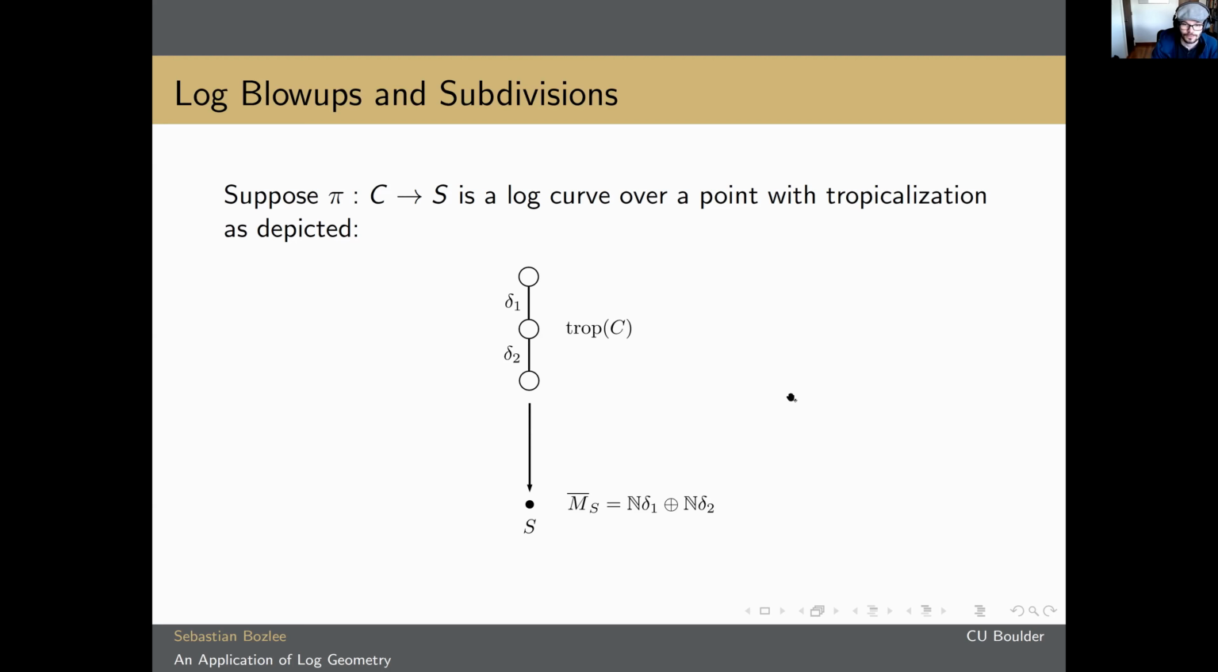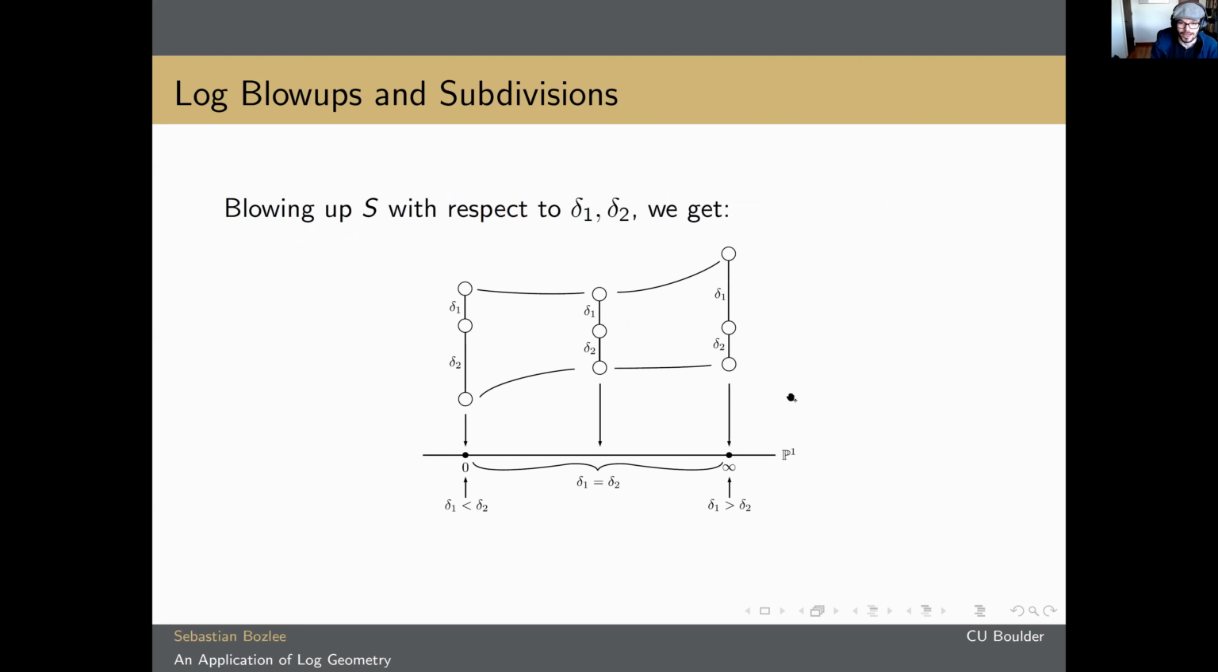So what we do is we make it so. We add in something that makes one comparable to the other. What's going to happen in this case, if we blow up with respect to delta 1 and delta 2, is in place of that 1 point, we're going to get a whole P1.